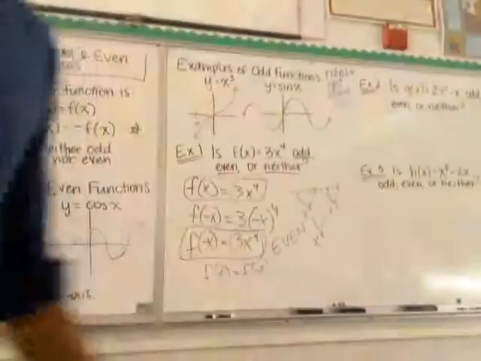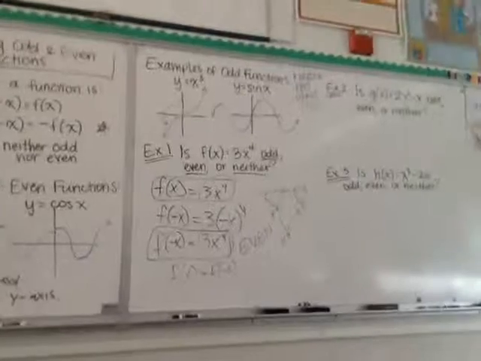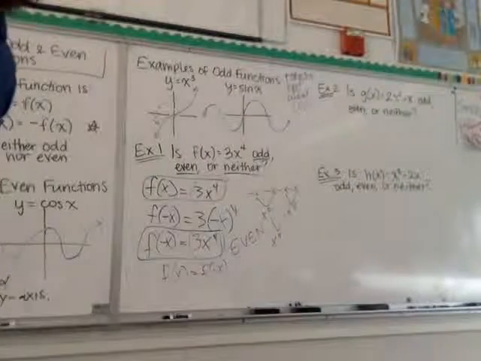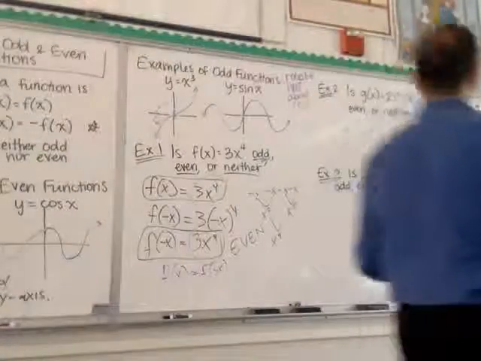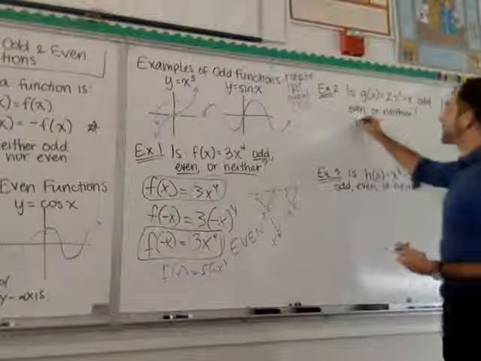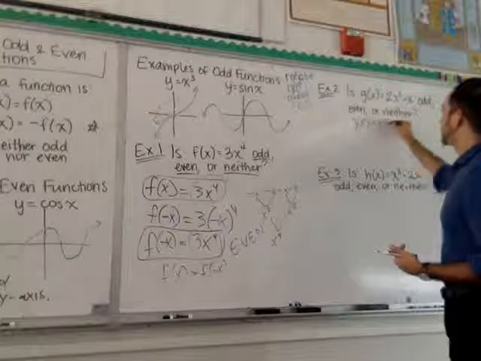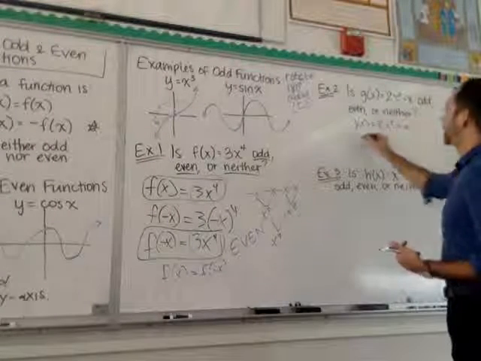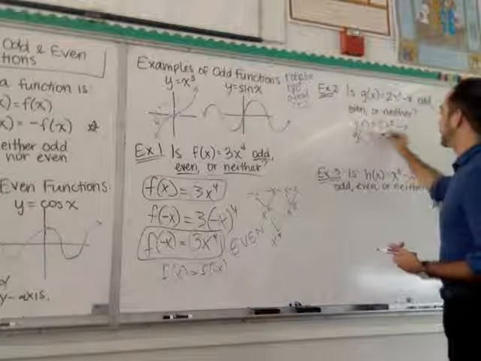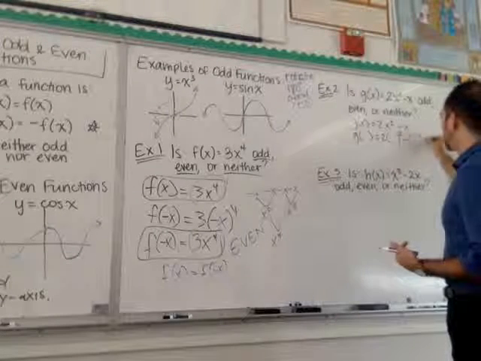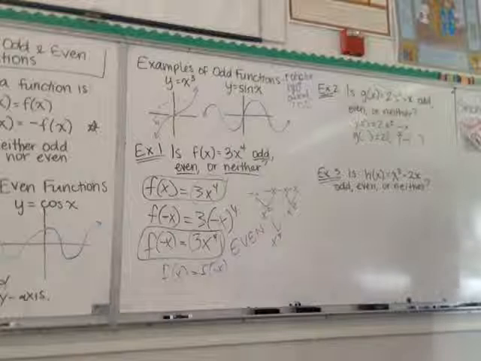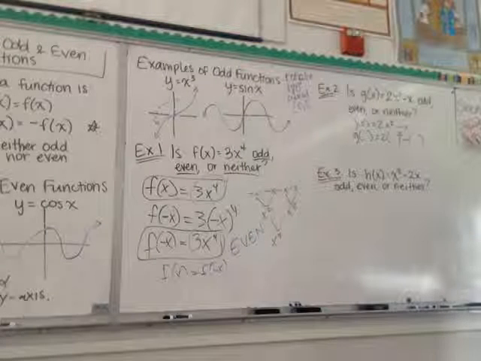All right, let's look over here. Example 2. It's pretty good. All right, everybody, rewrite g of x. g of x is equal to 2x squared minus x. And then I'm going to go ahead and put in my parentheses. This one's real important to put those parentheses in there.